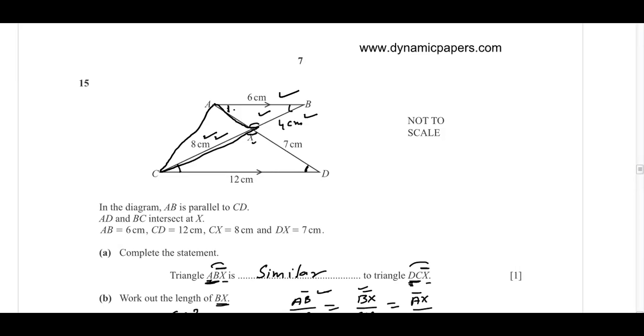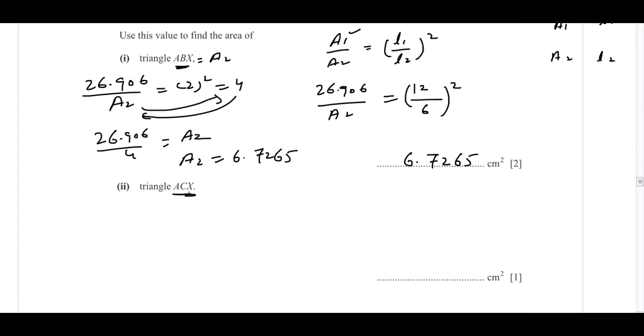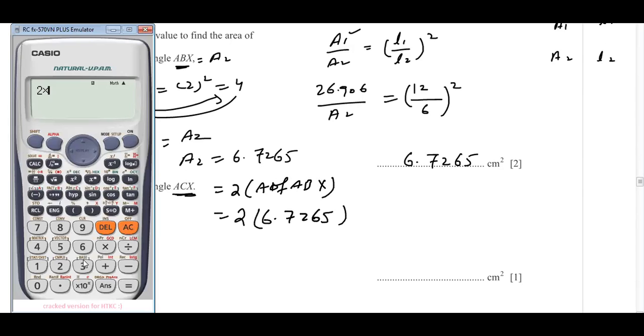So you can say the area of ACX will be 2 times the area of ABX, because corresponding side is double of that. So 2 into this one, 6.7265. So calculate this, 2 into 6.7265. So 13.453.